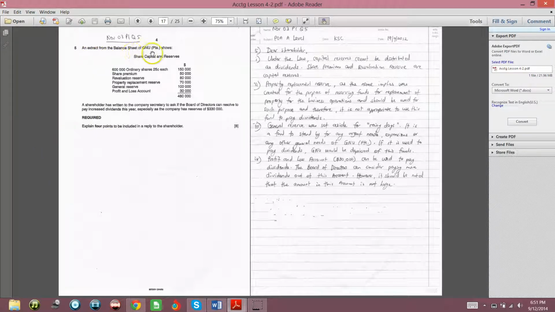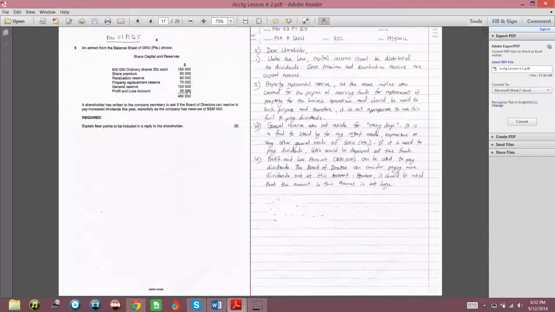An extract of the balance sheet of GNU Private Limited shows as follows: share capital and reserves, 480,000. The shareholder has written to the company secretary to ask if the board of directors can resolve to pay increased dividend this year, especially as the company has reserves of 330,000. How do you get 330,000? You add all this, you get 330,000. That means 480 minus 150, that is 330. That means all this added together will get 330.